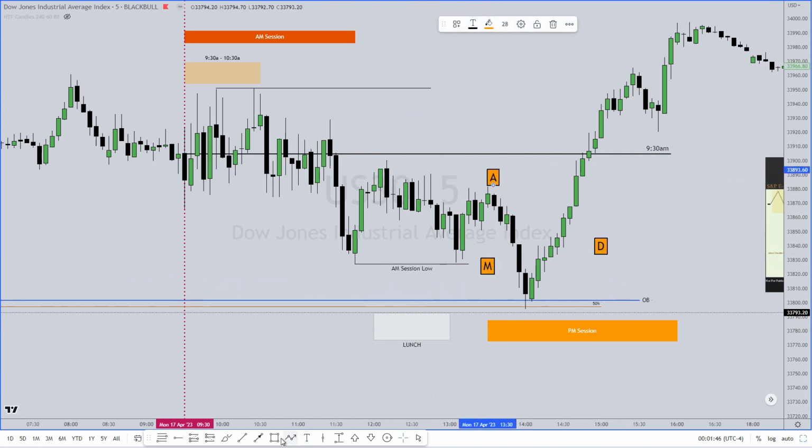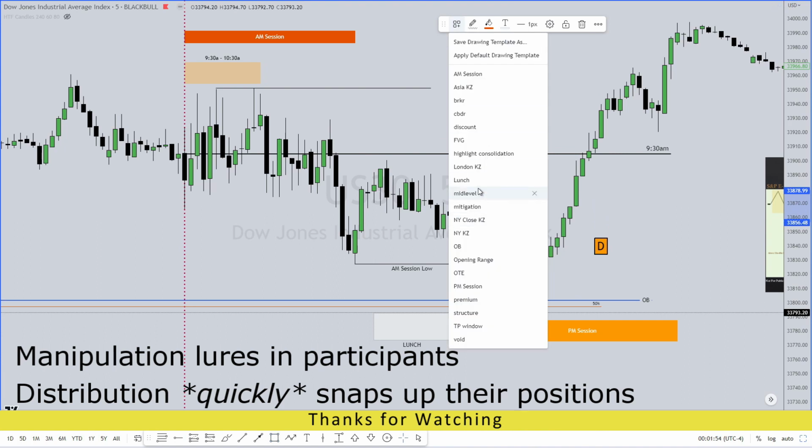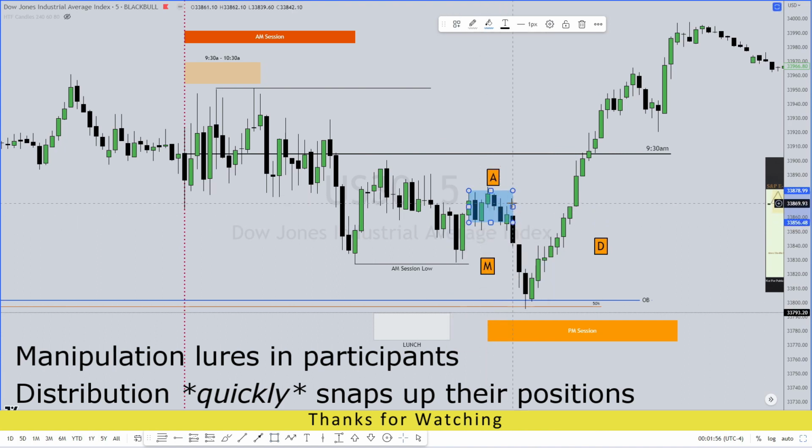So here's our consolidation. We have our AM session low. We know that we're looking for a run below that low. We have that consolidation here. That consolidation has a runaway price.